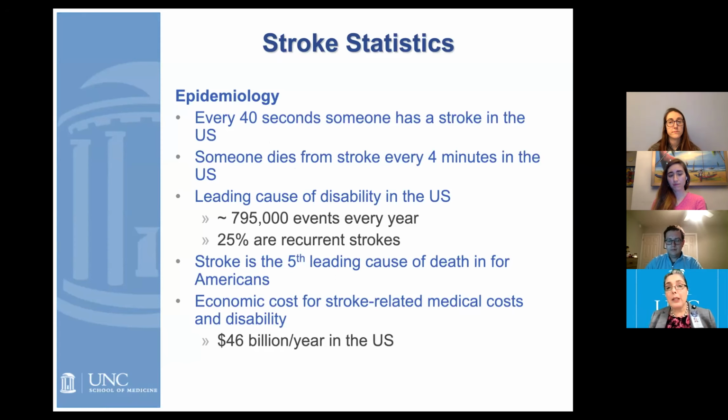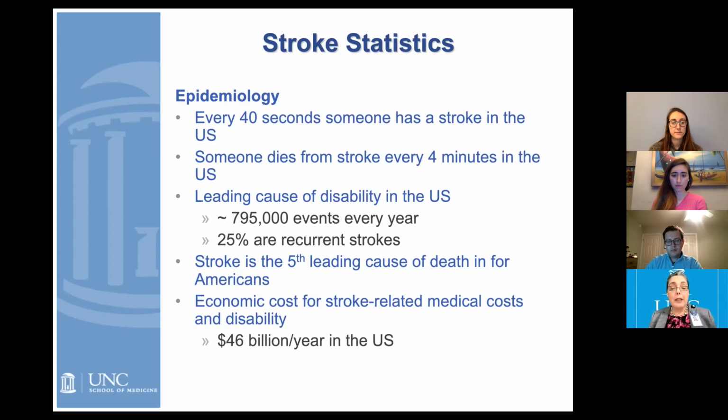It is also the leading cause of disability in the US. So we have almost 800,000 strokes a year. And what's very important is that about a quarter of those are recurrent strokes. So these are people who have a stroke and then they have another stroke. And the more events you have, the more at risk you are for severe disability.